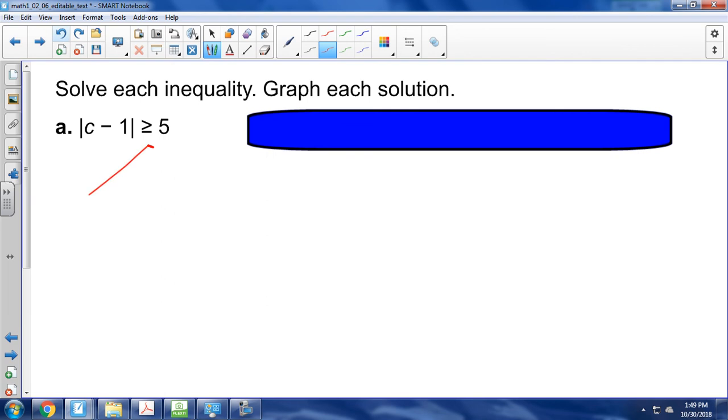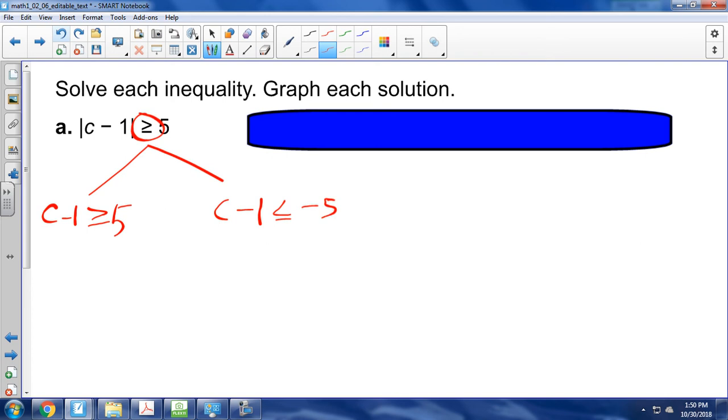So what I would say is go right to the split. So tell me what you think the split's going to be. I think you know it. C minus 1 is greater than or equal to 5. Yep. And then C minus 1 less than or equal to. Perfect. So that's exactly how you split it.